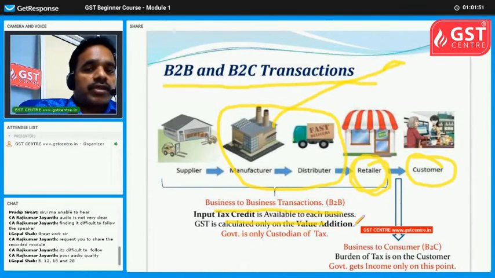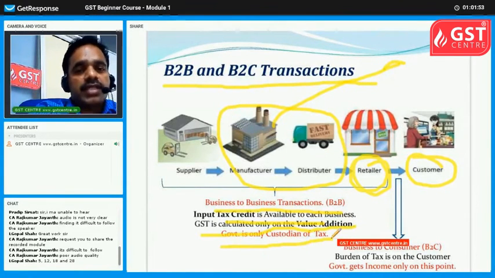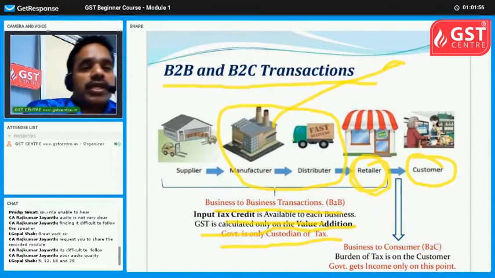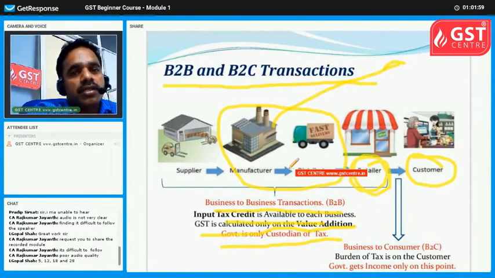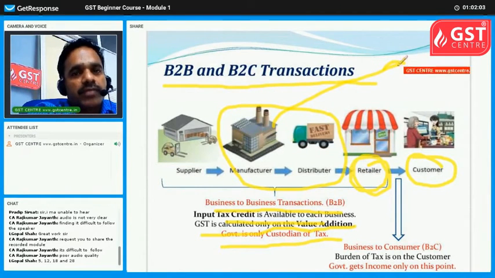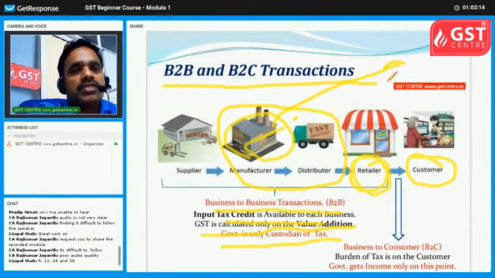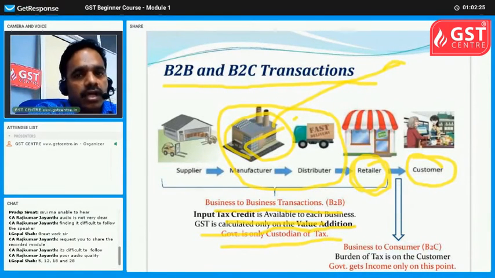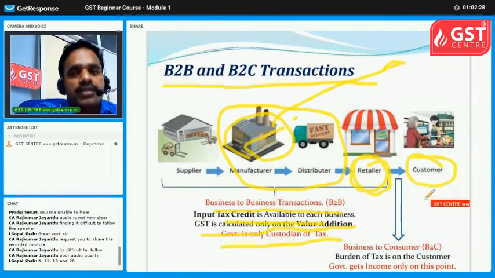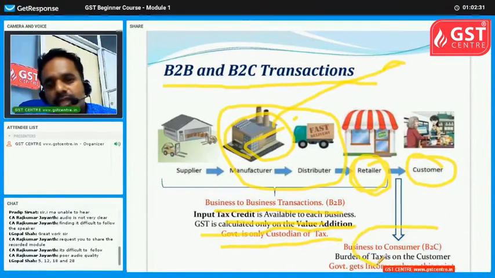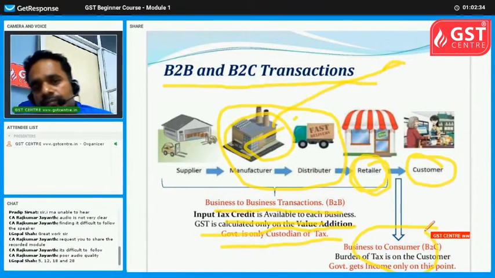So GST is calculated only on the value addition, and in this case, the government is only a custodian of tax, because when the distributor is paying tax to the government, the distributor also can claim input tax credit. Actually, when tax is paid by the manufacturer to the government, it is not an income for the government. The government is only a custodian, and the government has to repay the tax to the distributor through the indirect tax mechanism. I hope that point is clear to you; it is a little tough when you hear it for the first time.